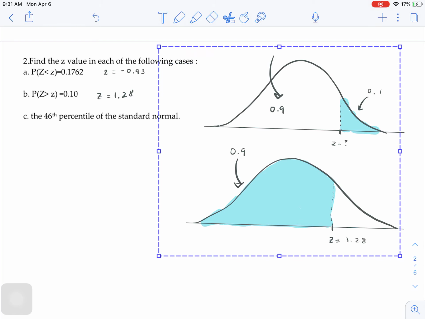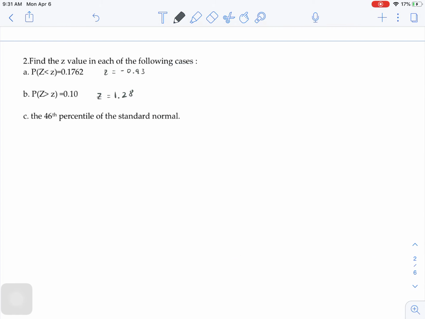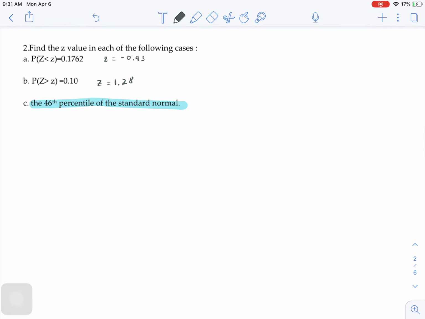Alright, last one, part C. Part C asks, we want to find the z-value corresponding to the 46th percentile of our distribution. Well, first let's do a recap of what a percentile is. If you remember when you took the SAT, you got a raw score and you got a percentile score. So let's say you scored at the 46th percentile.